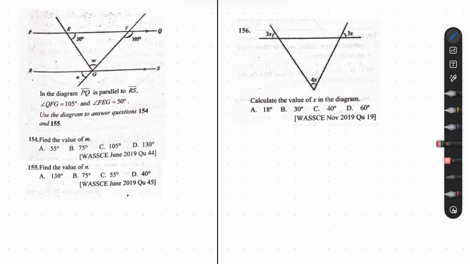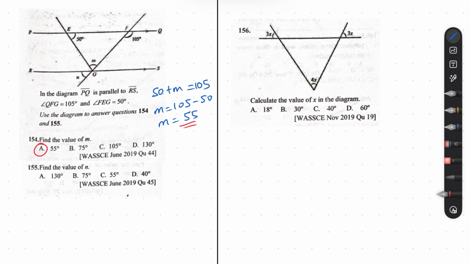Now, how do you find the value of m here? This is a triangle, right? And we know that the sum of two opposite interior angles gives the exterior angle. So when we add 50 and m, we should get 105. So 50 plus m should give us 105. So m will be equal to 105 minus 50, so m is equal to 55. Do we have that there? Yes, it is A.